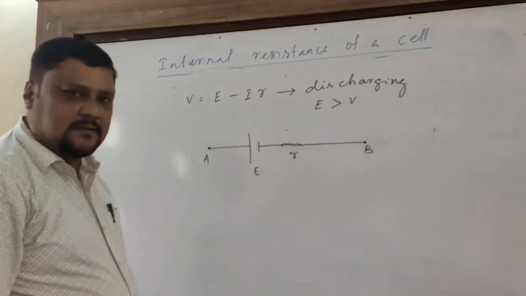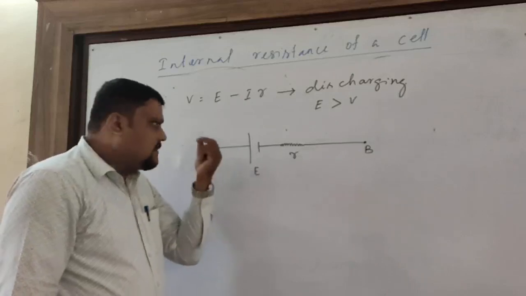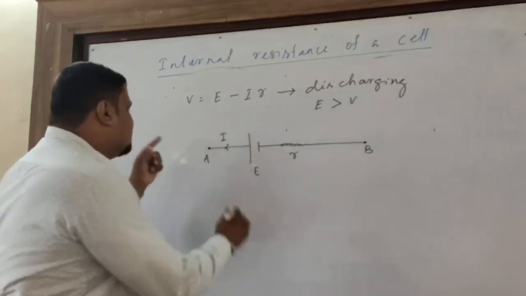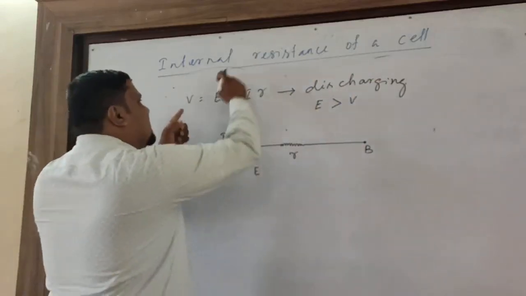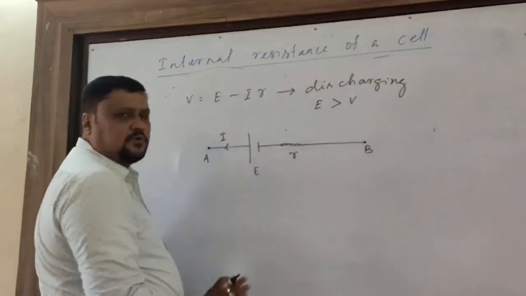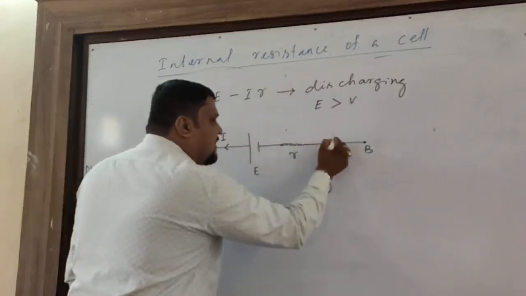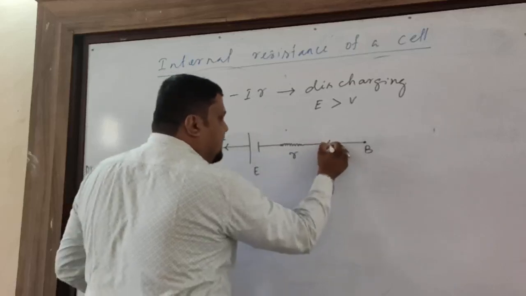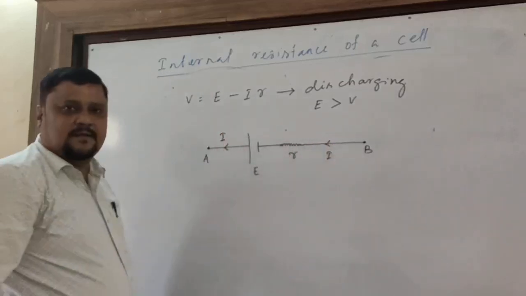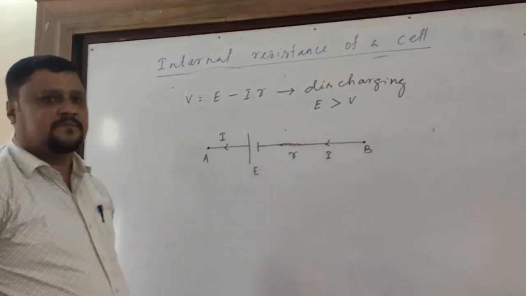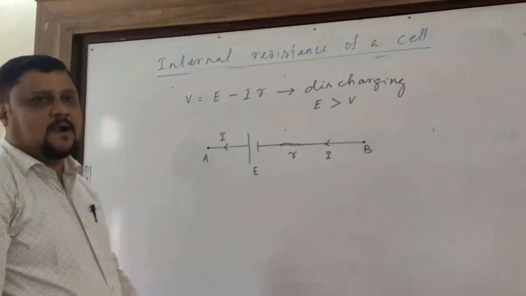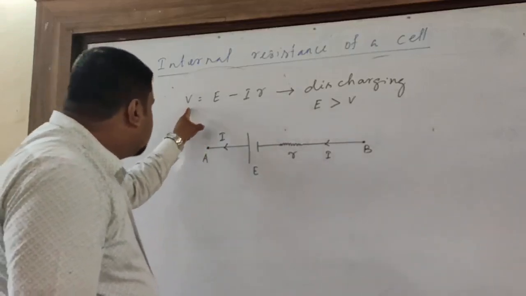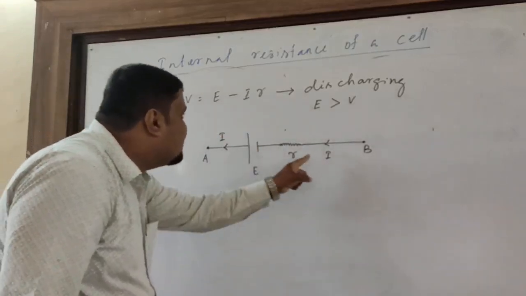Discharging means the cell gives current, the current goes out from the cell to the external circuit, the external resistance R. So this is the current. The current goes through the external circuit like this from A to B. That is I, the same current I, because they are connected in series. So the current I goes through this circuit. Now from this expression, how can we show that V is equal to E minus Ir? This is the case of discharging.